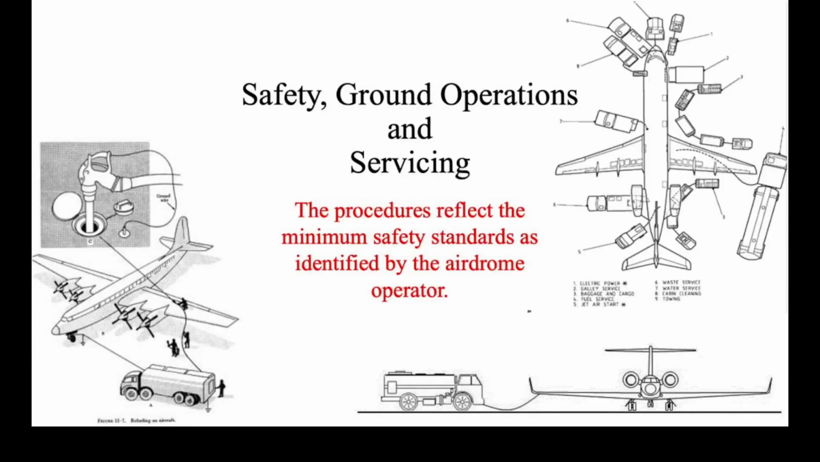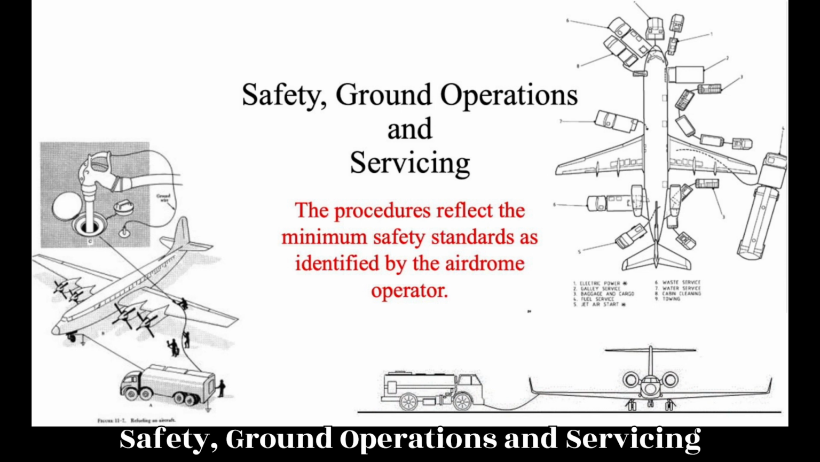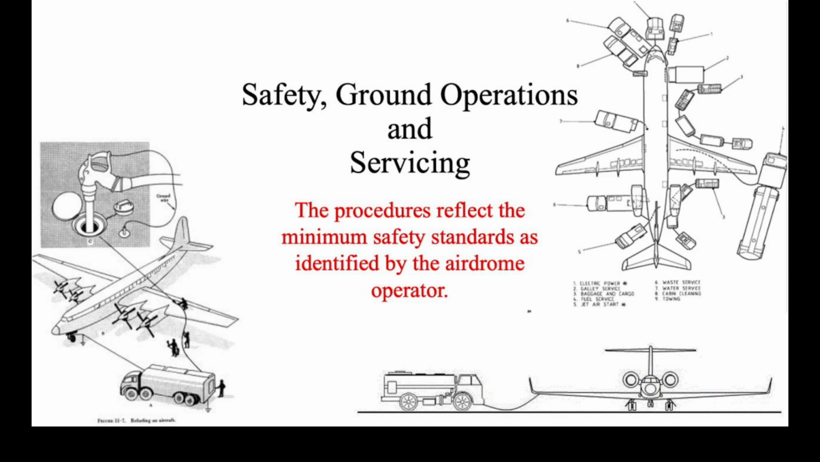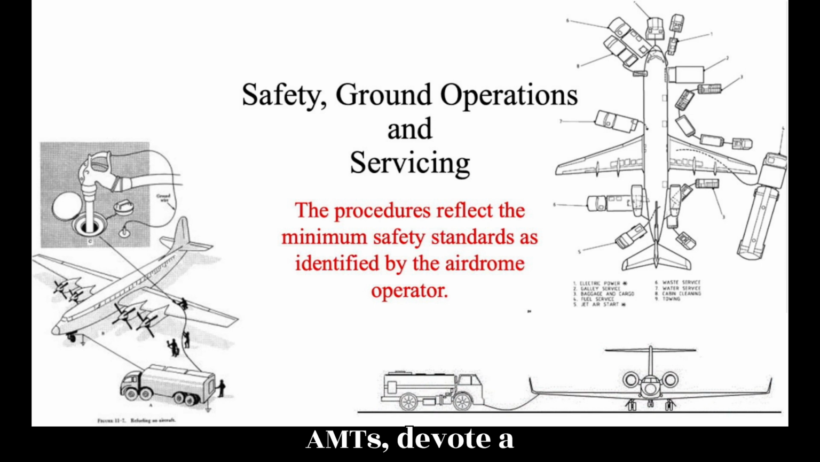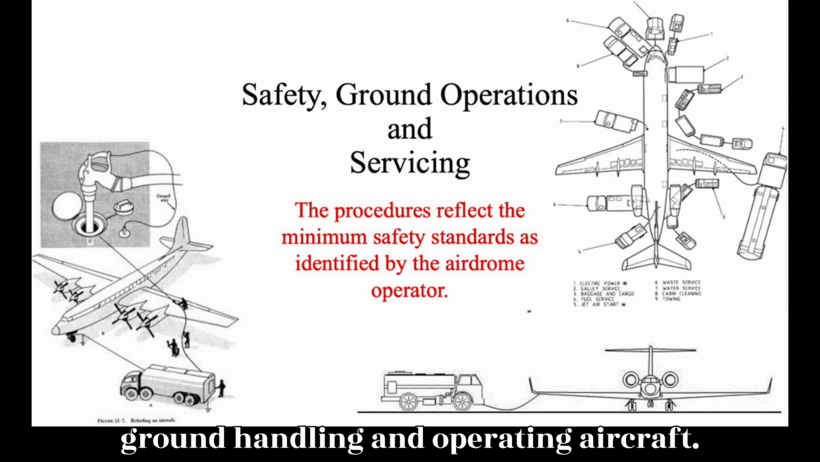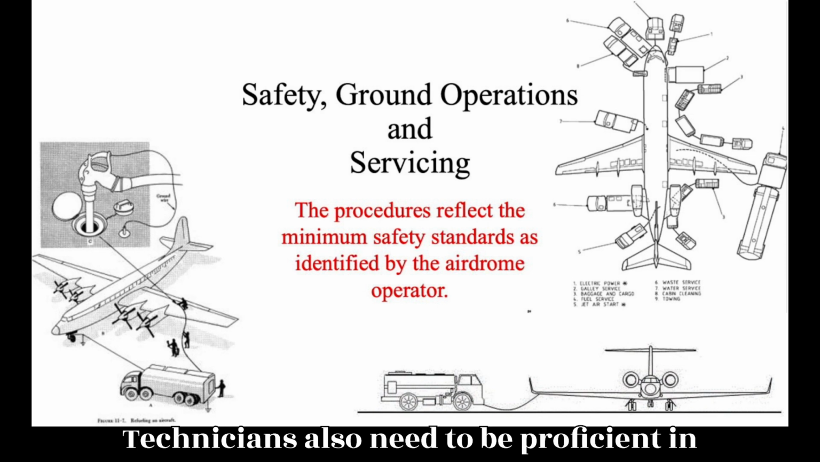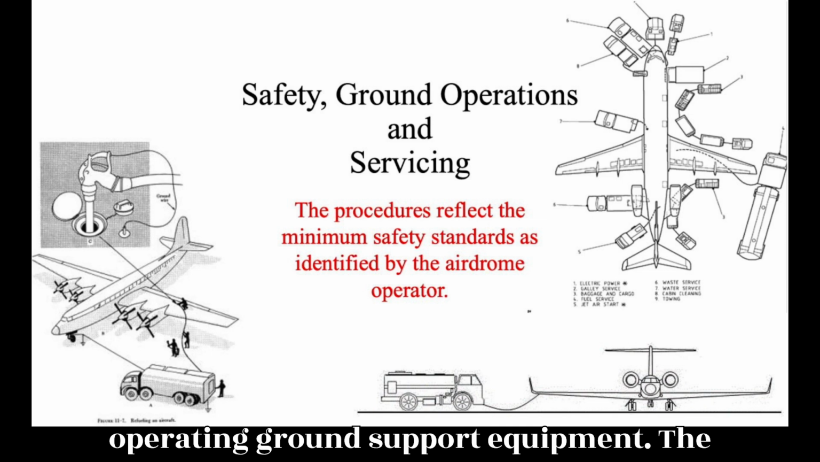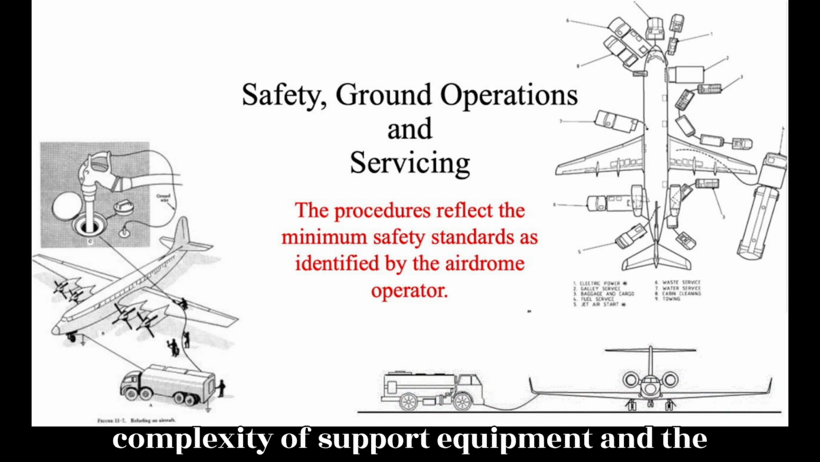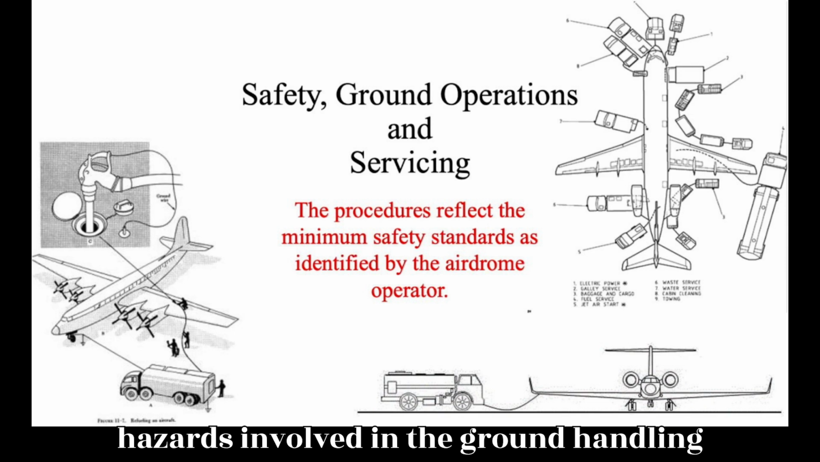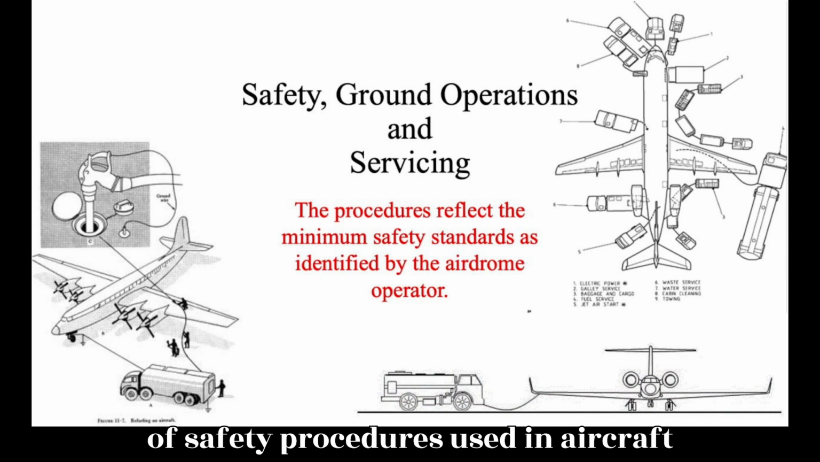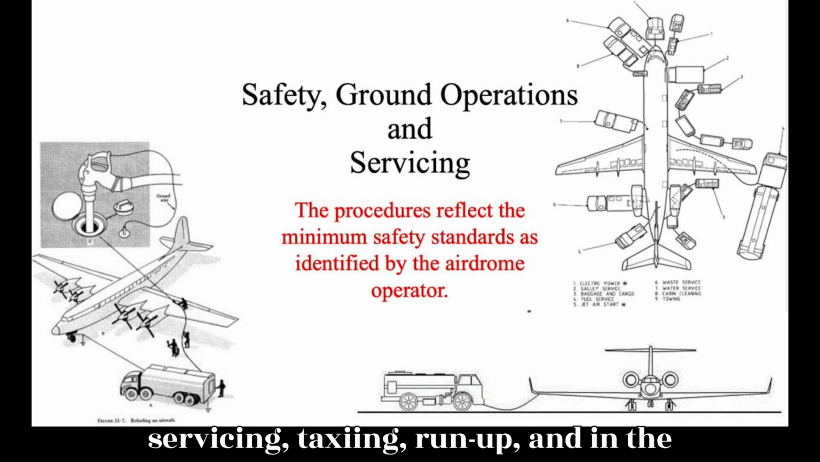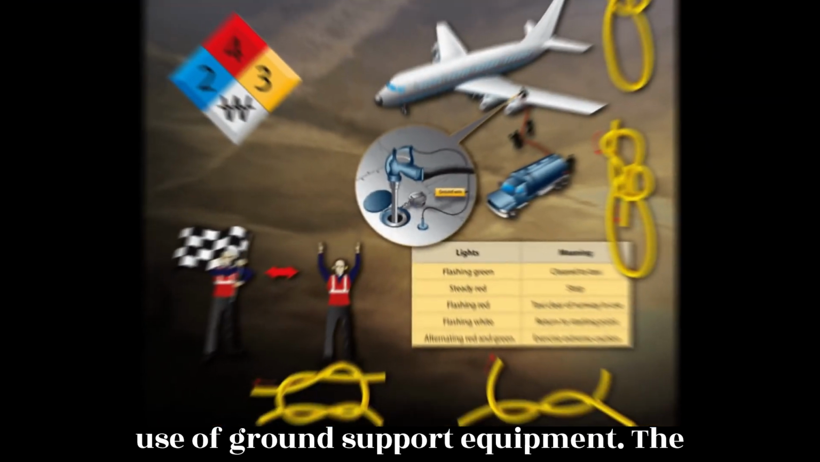Chapter 1. Safety, Ground Operations, and Servicing. Aviation Maintenance Technicians, AMTs, devote a portion of their aviation career to ground handling and operating aircraft. Technicians also need to be proficient in operating ground support equipment. The complexity of support equipment and the hazards involved in the ground handling of aircraft require that maintenance technicians possess a detailed knowledge of safety procedures used in aircraft servicing, taxiing, run-up, and in the use of ground support equipment.